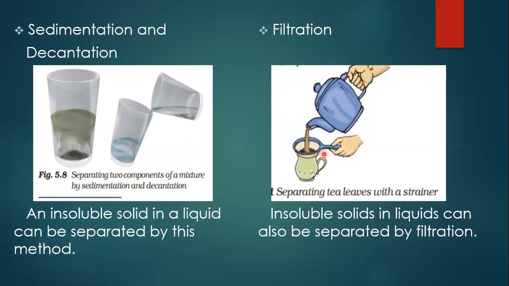And what is the difference in both the methods? Sedimentation and decantation will not give a 100% result. But if we use the strainer for separating the tea leaves, all the tea leaves remain on the strainer and only tea comes out. So it gives a complete or better result than sedimentation and decantation. In the decantation method, if we are not careful, some of the stones or grains may also come along with the decanted water. But if we use the strainer or the filter paper, all the solid particles remain on the strainer or the filter paper.